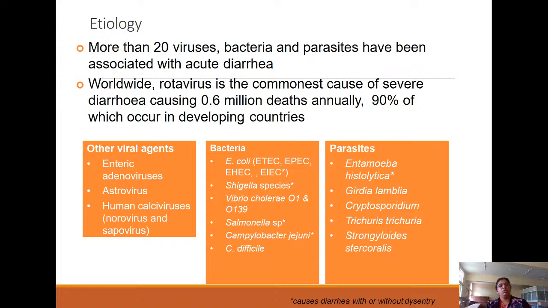So what is the etiology? Now you have various etiologies, but in children rotavirus diarrhea is predominantly the major contributor. More than 20 viruses, bacteria and parasites have been associated with acute diarrheal disease in children, and rotavirus is commonly the cause of severe diarrhea in developing countries. Other viral agents include enteric viruses like adenovirus, astrovirus, and human calicivirus, and bacteria like E. coli, including enterotoxigenic, enteropathogenic, enterohemorrhagic, and enteroinvasive E. coli, Shigella species, Vibrio cholerae, Salmonella species, Campylobacter jejuni, and Clostridium difficile. Clostridium difficile is more common in hospital-acquired infections.